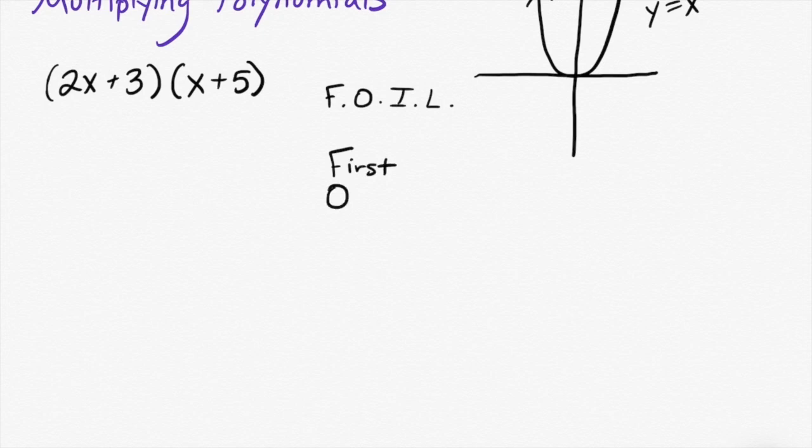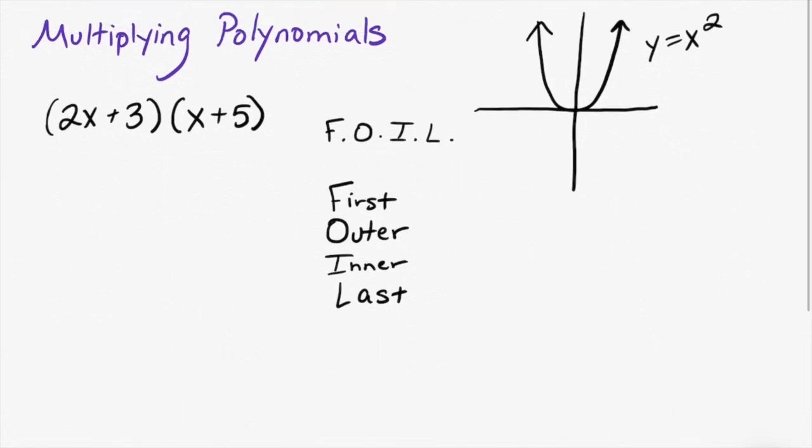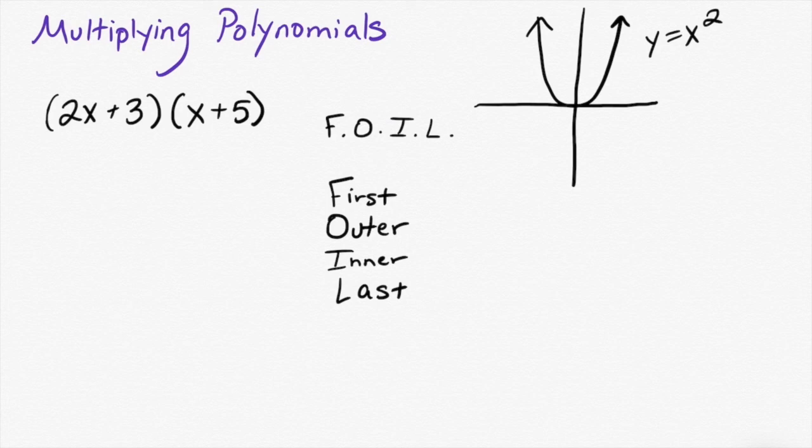The O is either outer or outside. And then the I is either inner or inside. And L is last. It's the order in which you multiply a binomial times a binomial. The reason I don't particularly like it is because it only works for a binomial times a binomial, which we do a lot of, but it doesn't work for a binomial times a trinomial, for example. So I'm going to show you FOIL just because that's how I learned it, and that's how a lot of math teachers still teach it, but I don't love FOIL.